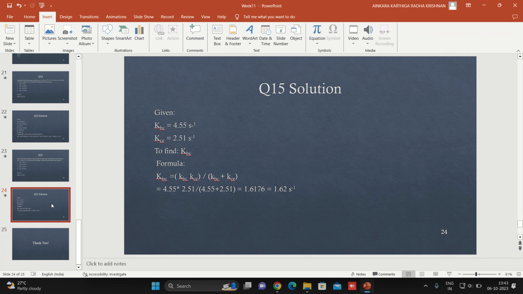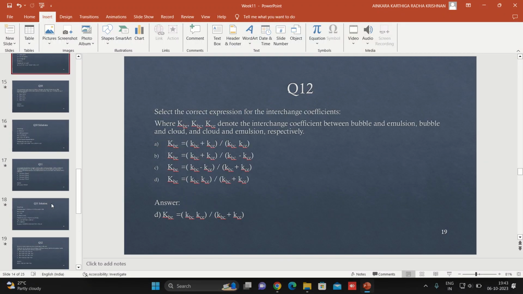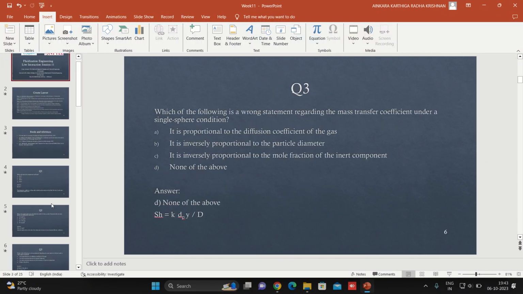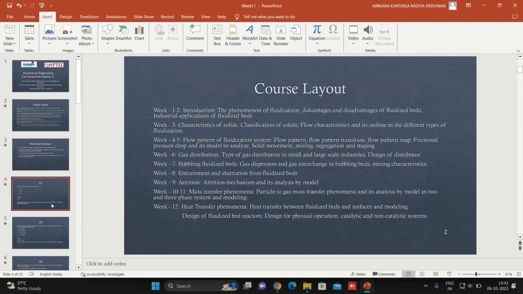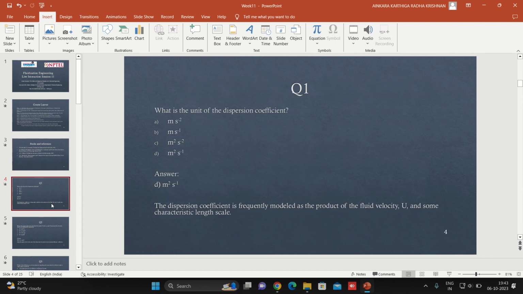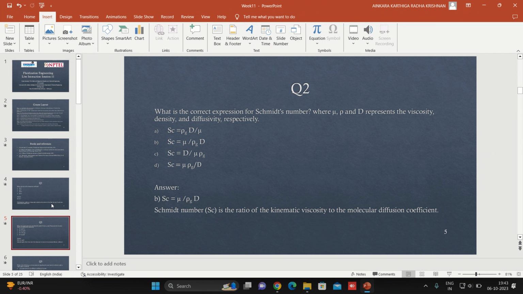So yeah, I guess we will wrap the session by giving a quick recap. This week, both problem-based as well as theoretical questions were asked. First, the question was about the dispersion coefficient's unit, which is meter square per second, where the dispersion coefficient is given by the product of fluid velocity and some characteristic length, which is meter per second into meter, giving meter square per second. And question 2 was about Schmidt's number.